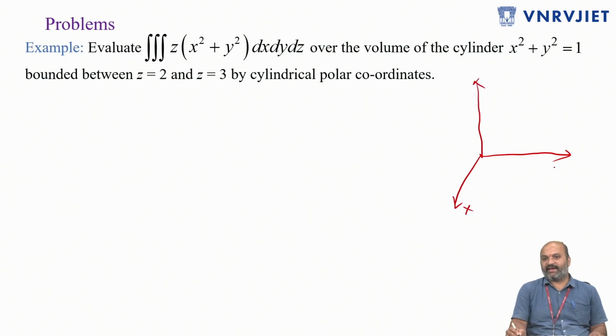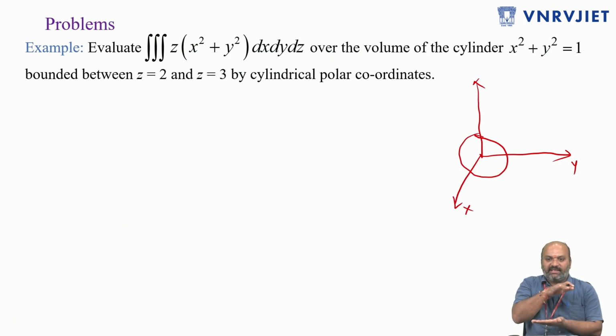If you consider this x-axis and this y-axis, x square plus y square equals 1 represents a circle. Now, z equals 2 and z equals 3: such circles are located with z as the axis of the cylinder. Z equals 2 is a plane parallel to the xy plane, and z equals 3 is another plane parallel to xy. So the circles kept between z equals 2 and z equals 3 form a cylinder.